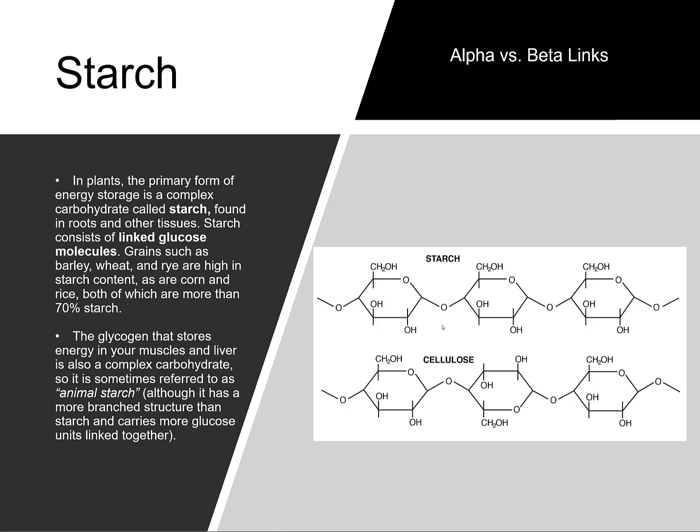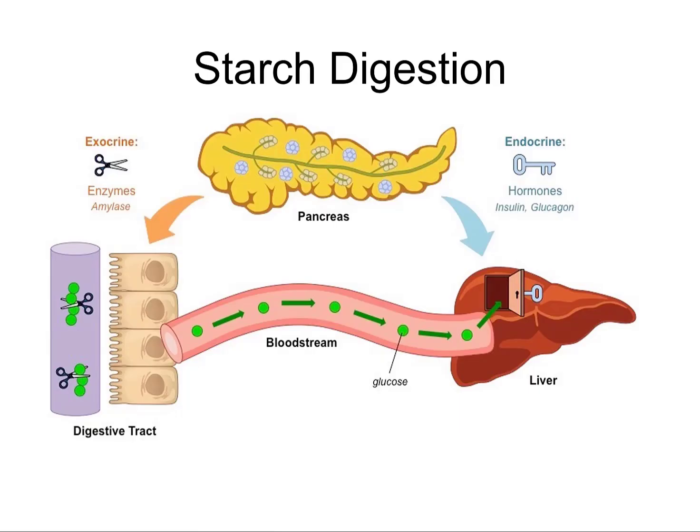Now, the beta linked ones I was referring to before, like in cellulose, we can't break these down, and we don't have the enzymes to do it. We'll talk about what enzymes are. But you can see the beta, and we have to flip the structure around in order to make it look like this one up here. This one's upside down, and it gives you that beta-like link. And bacteria are able to break it down, and I'm going to give some examples.